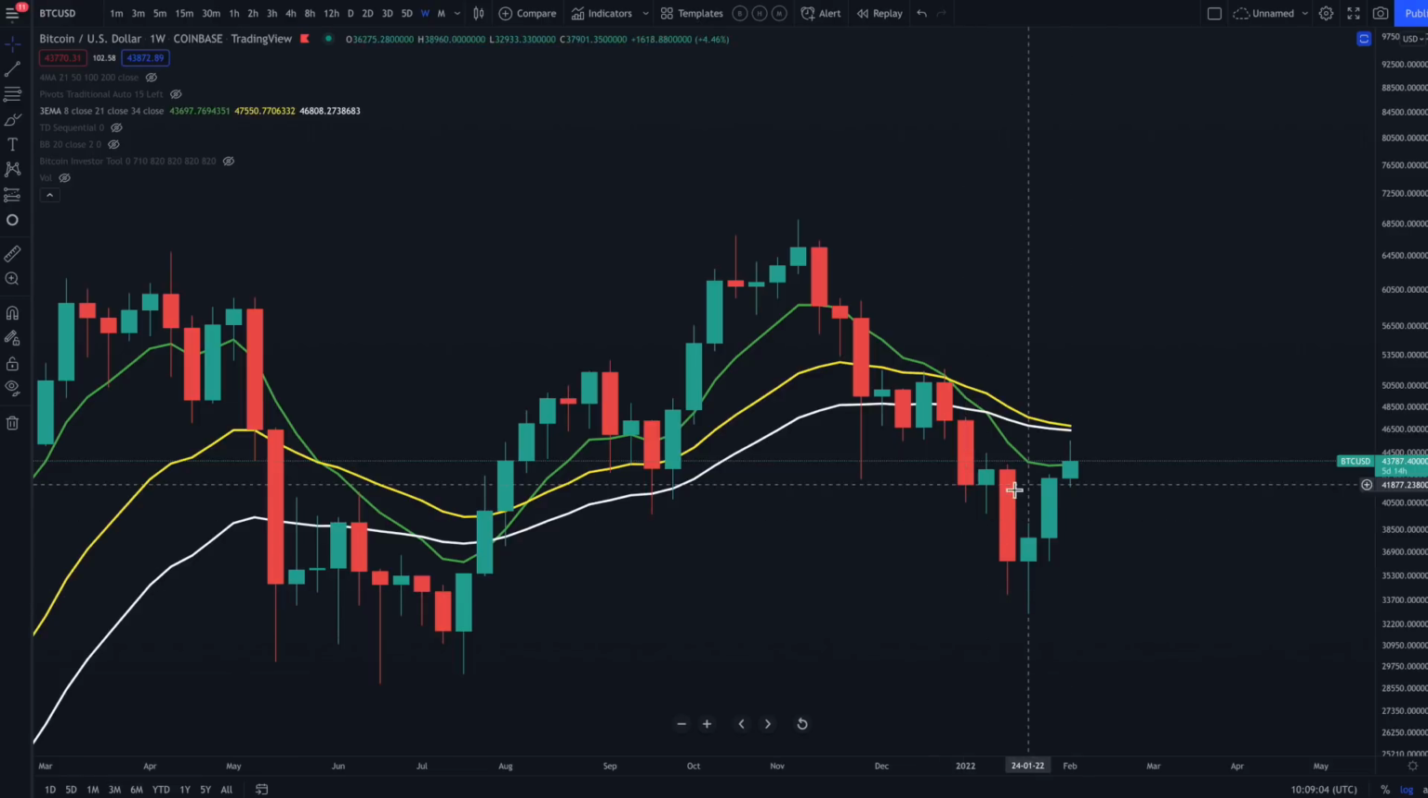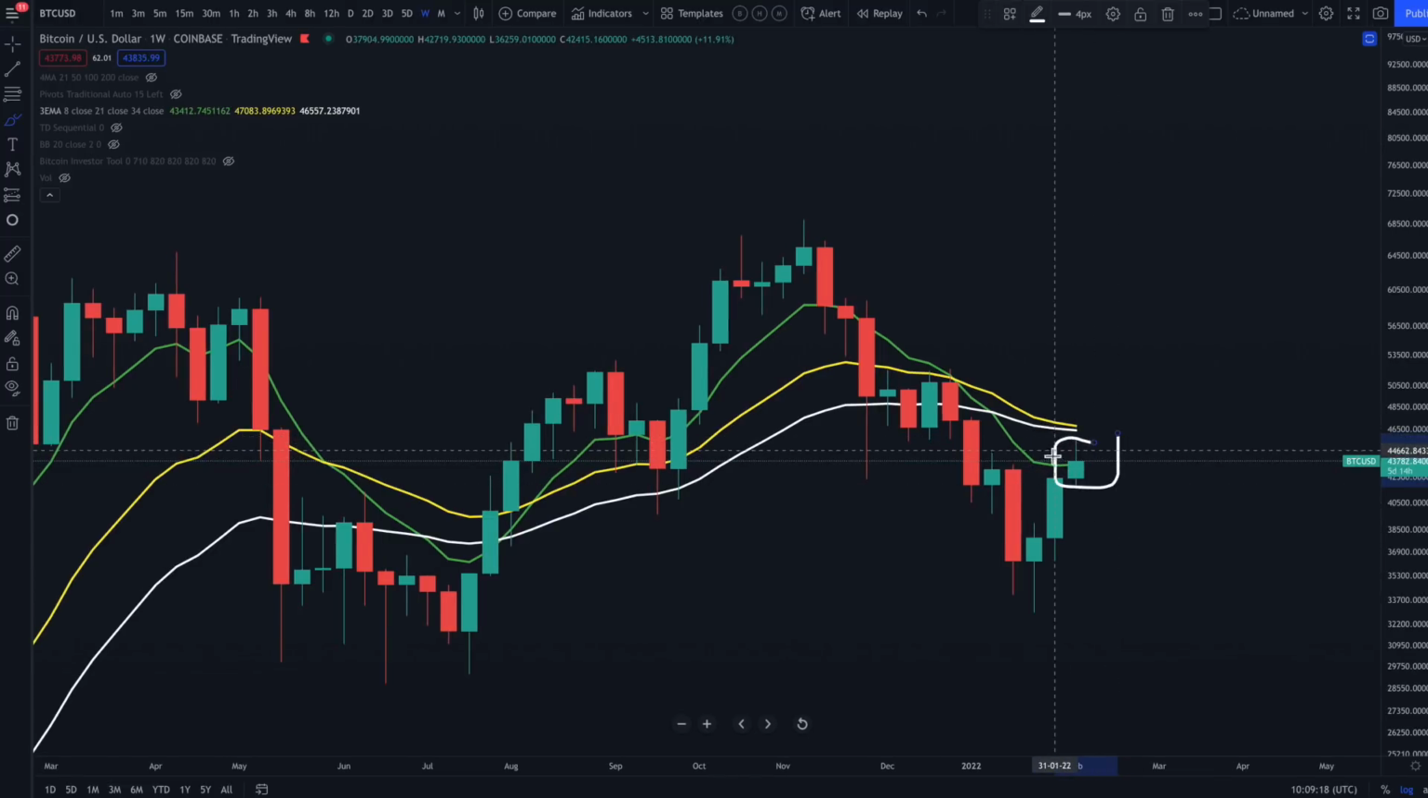A quick look at the EMAs, the exponential moving averages, on the weekly chart, on the various time frames. We can see that we've just come up above the 8 EMA, and if we can stay above that by the end of this current week, then we could use that as support to go much higher. But I think there's a lot of price action left this week in this candle.